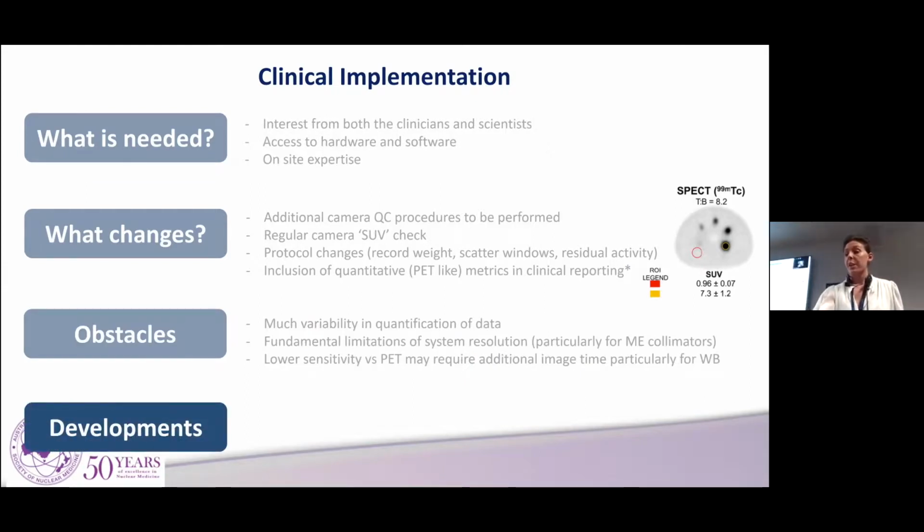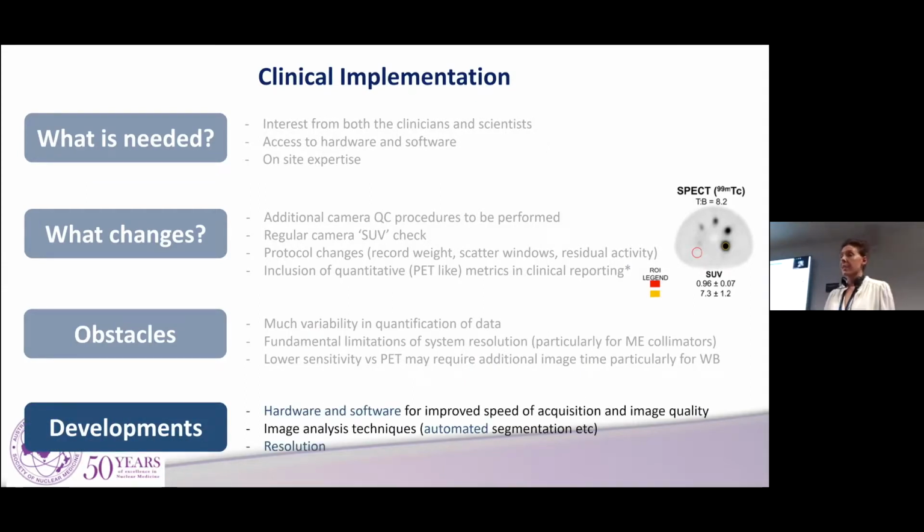What are some of the developments to address these? Well, obviously there's constant updating and investigation of new hardware and software to improve our speed of acquisition, improve noise control and image reconstruction and so forth. And I think this will continue to happen in the background for many, many years to come. There's also new image analysis techniques, and these aren't necessarily specific to SPECT. I think this is across all of medical imaging. There's a lot of new and exciting things being investigated, and stuff like automated segmentation will probably play quite a role in the future for certainly dosimetry applications.